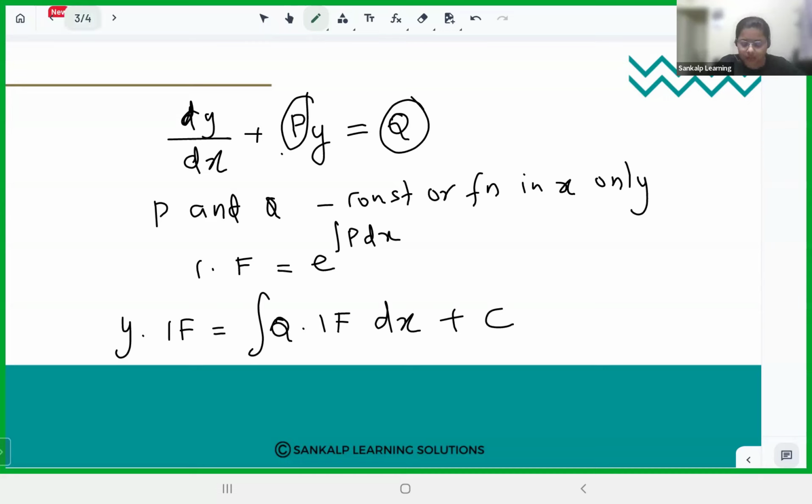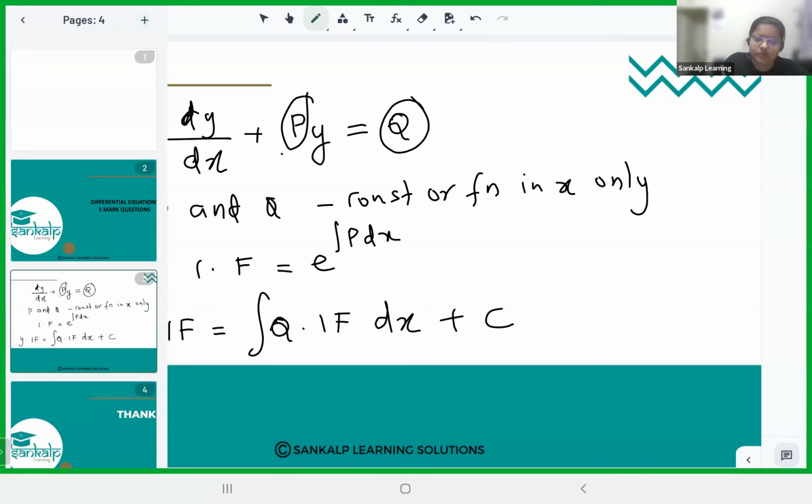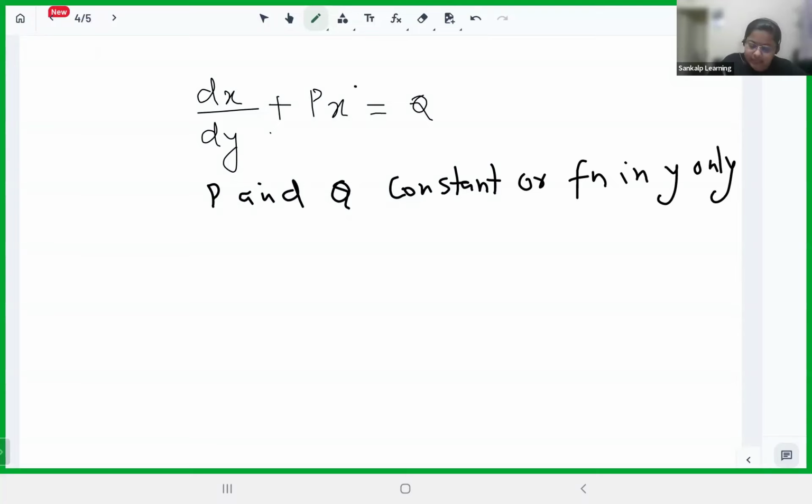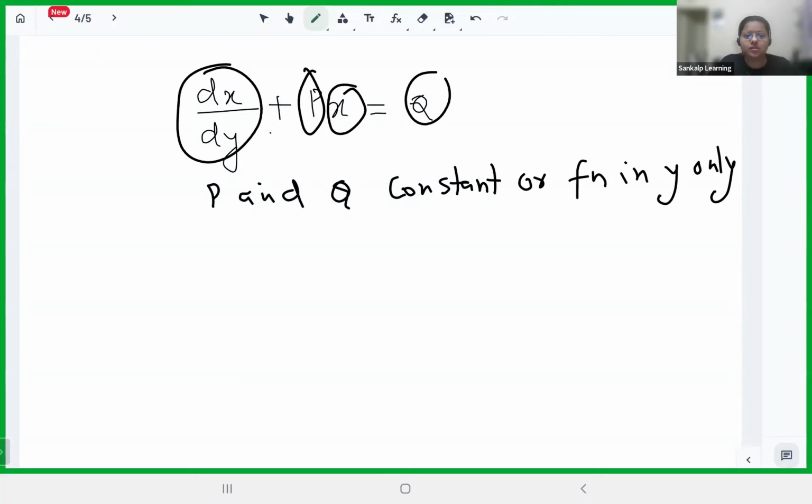And there is one more form for this, that is, if the linear differential equation is of the form dx by dy plus P into x equal to Q. The previous one was dy by dx plus Py equal to Q, and this form is dx by dy plus Px equal to Q, where P and Q are either constants or functions of y only. The previous one was functions of x only. Here, since it is dx by dy, P and Q are either constants or functions of y only.